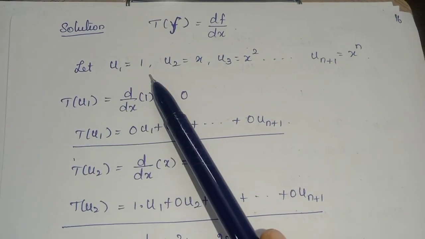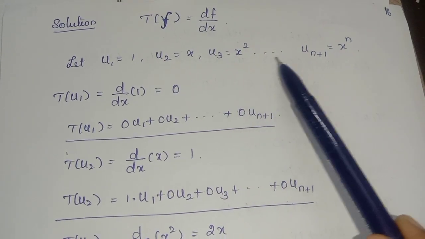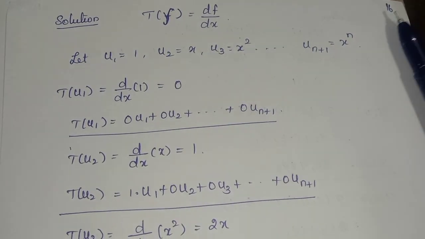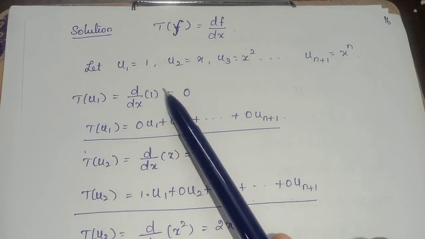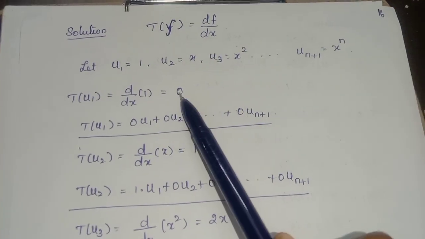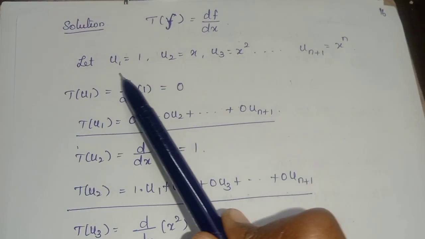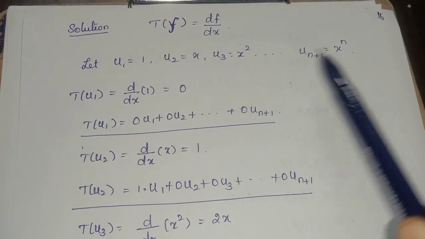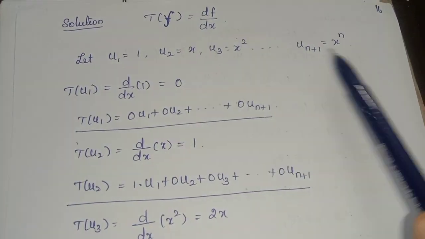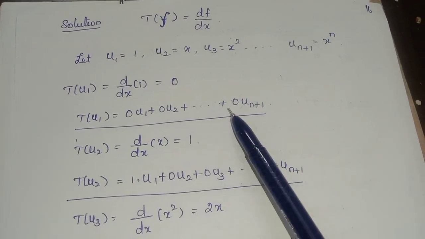Let me take u1 equal to 1, u2 equal to x, u3 equal to x square, etc., un plus 1 equal to x power n. Now T of u1. What is u1? 1. So differentiation of 1 is 0. So this 0 I have to write as a linear combination of these n plus 1 vectors. So all coefficients are 0. So 0 u1 plus 0 u2 plus etc.